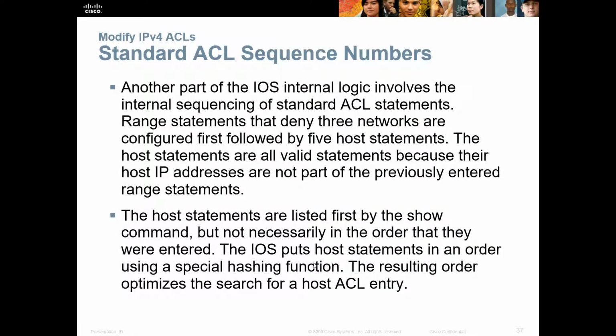So another part of the IOS internal logic involves the internal sequencing of a standard ACL statement. Range statements that deny 3 networks are configured first, followed by 5 host statements. The host statements are listed first by the show command. So you guys can go through that. A big thing here is the sequence numbers matter. That's the important thing to take from this.